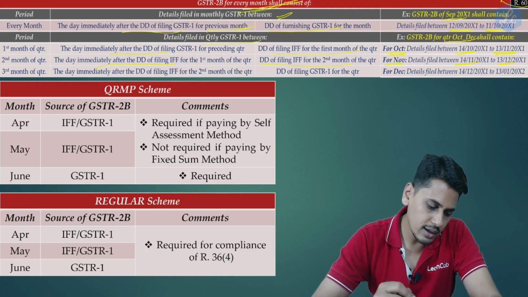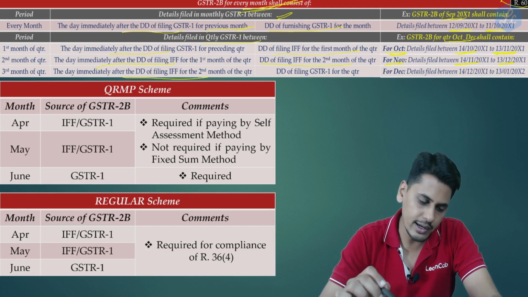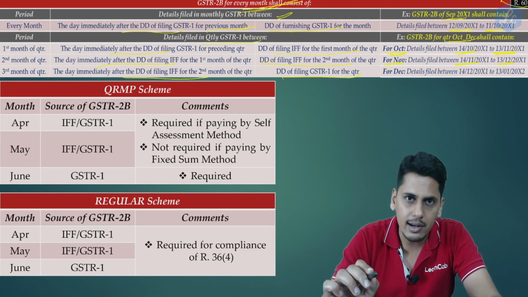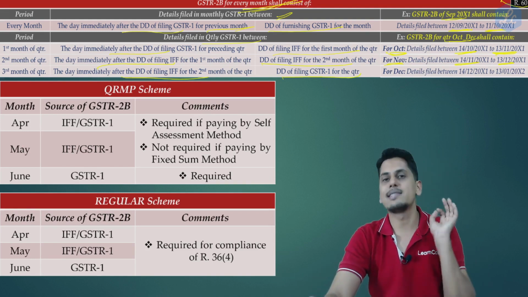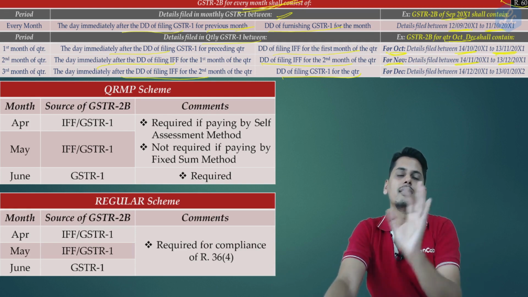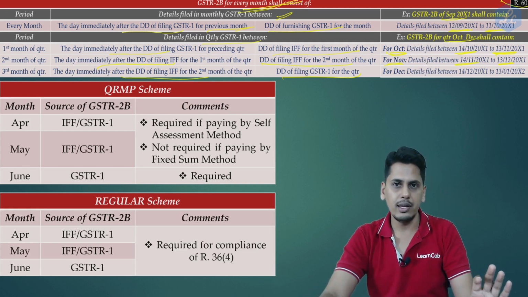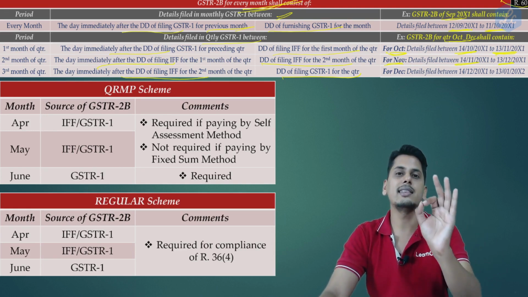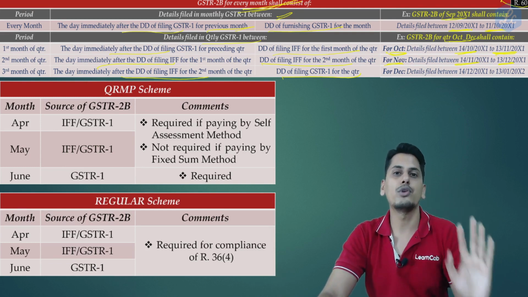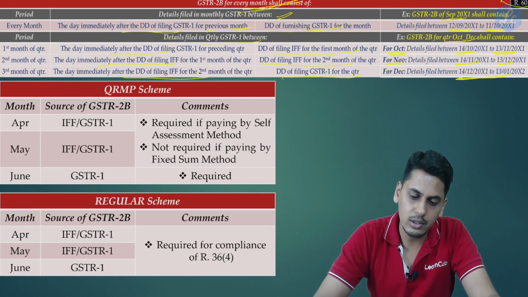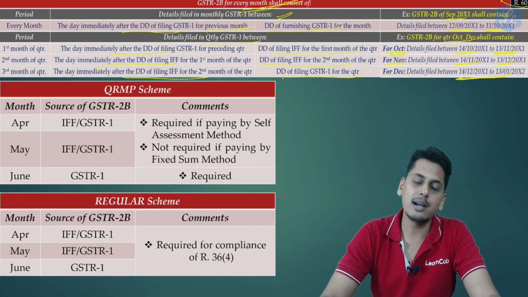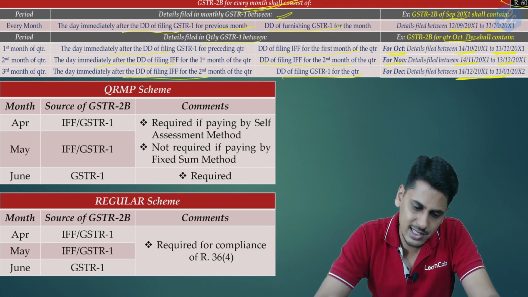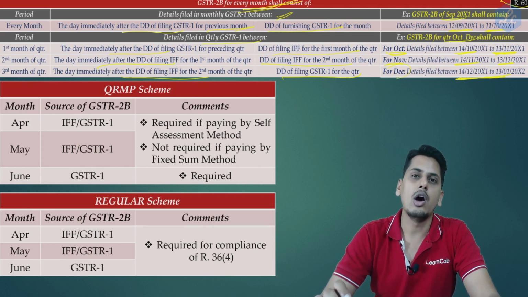For the third month of the quarter, the day immediately after the due date of filing IFF for the second month of the quarter till the due date of filing GSTR-1 for the quarter. So now friends, for December, the due date happens to be 13th of January. That is the cutoff date. The starting date, for November it was 13th December. Add another day, it becomes 14th December. So 14th December to 13th January. This becomes the cycle. The details which are furnished during this period would appear in GSTR-2B of December.